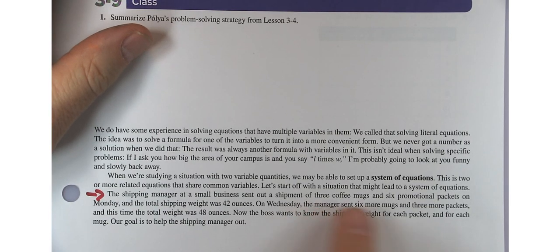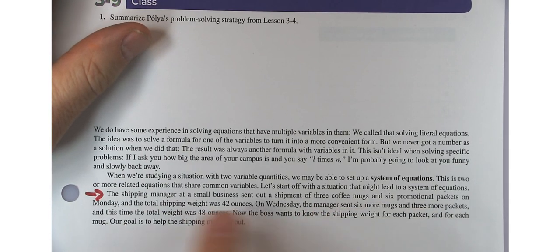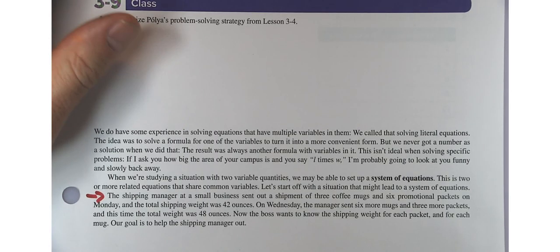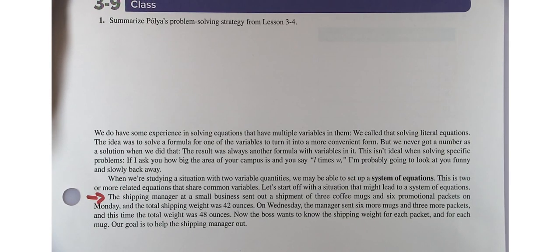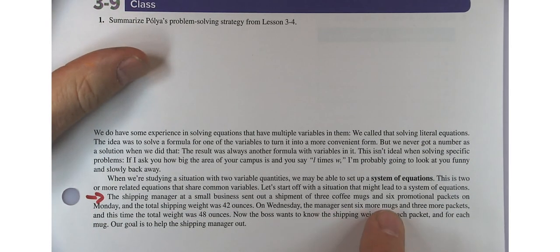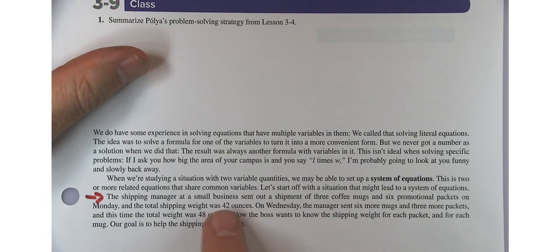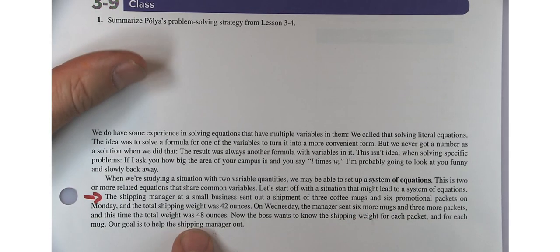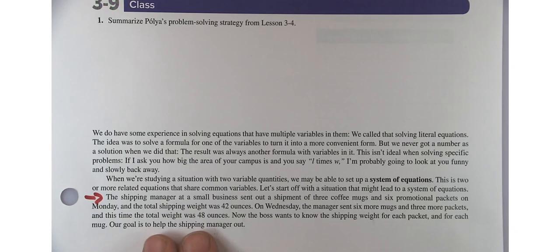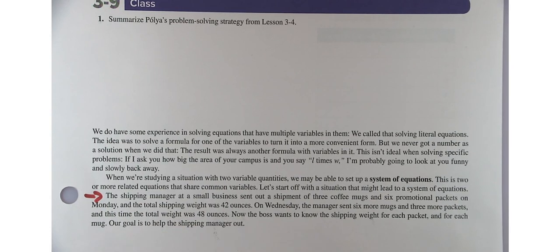shipment of 3 coffee mugs and 6 promotional packets on Monday, and the total shipping weight was 42 ounces. That sounds really light. I mean, that's not even 3 pounds for all this stuff, but whatever. We're not going to criticize that part of it. But we sent out all this stuff, and it weighed 42 ounces. On Wednesday, the manager sent 6 more mugs and 3 packets, so a different combination of stuff, and the total weight was 48 ounces. Then he thinks back, well, what was the shipping weight for each packet and each mug? That's the big question.